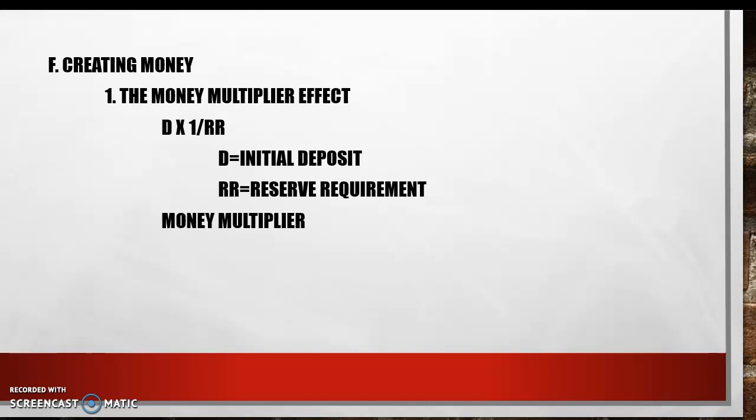So let's give you an illustration. I'm going to give you a moment. You can always pause the video, of course, if you need more time to answer it. But let's give you an illustration. Let's say that the initial deposit was $1 million. I know, it's a nice round number for you. $1 million. And that the reserve requirement was 10%. How would you find the answer? How would you figure out what the total extra money could be?